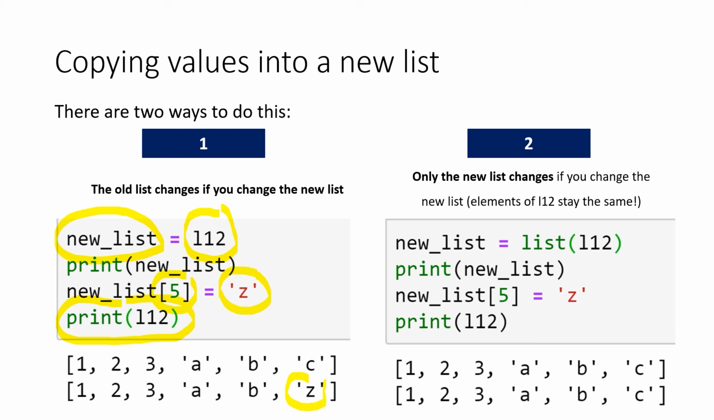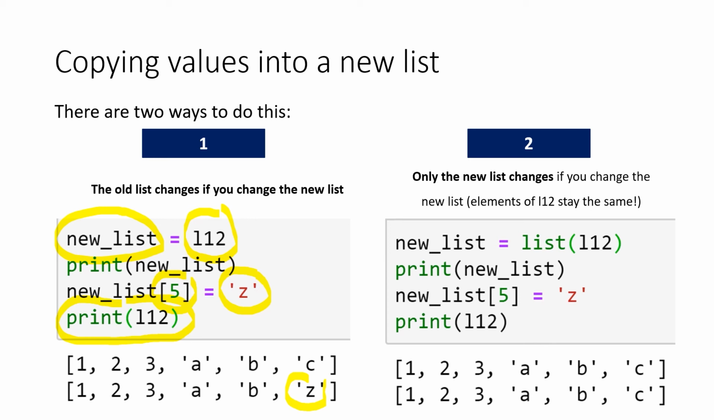And that is a problem because we didn't print out our new underscore list. We print out the L12 list. And this list should not contain, at least according to our logic, Z. So Python automatically updated even the old list.